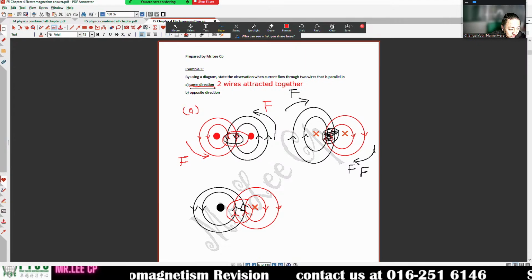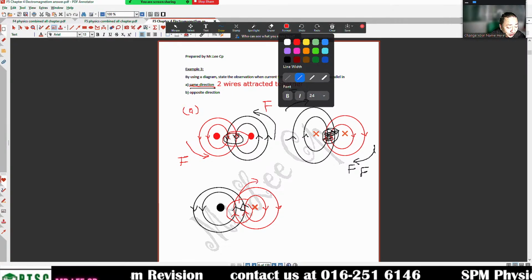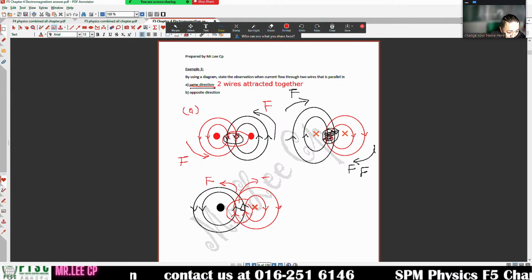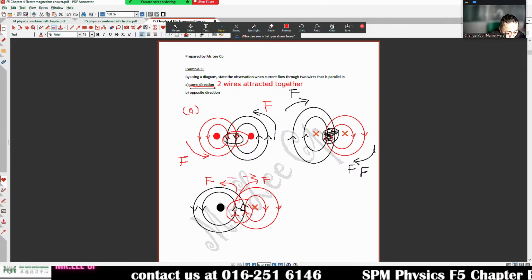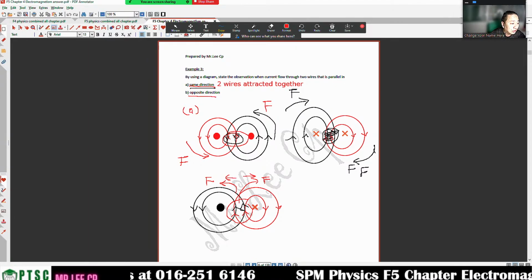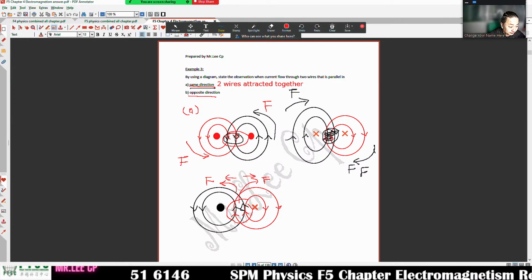So here you got one force pushing this way, the red one. The black one, you got one force pushing this way. So you got force pushing this way and pushing this way. So these two wires are going to repel. When they flow in the opposite direction, they will repel.